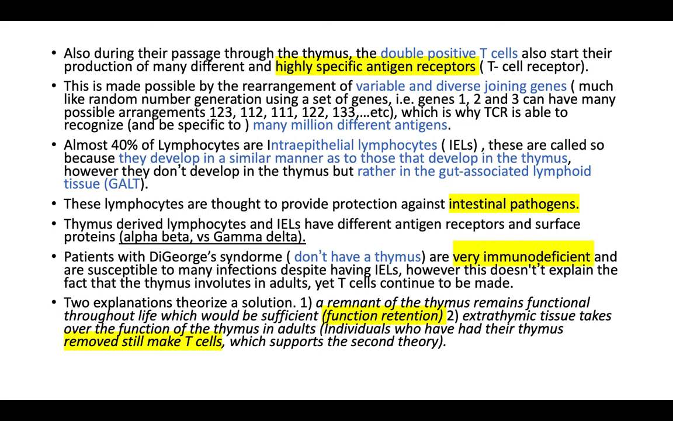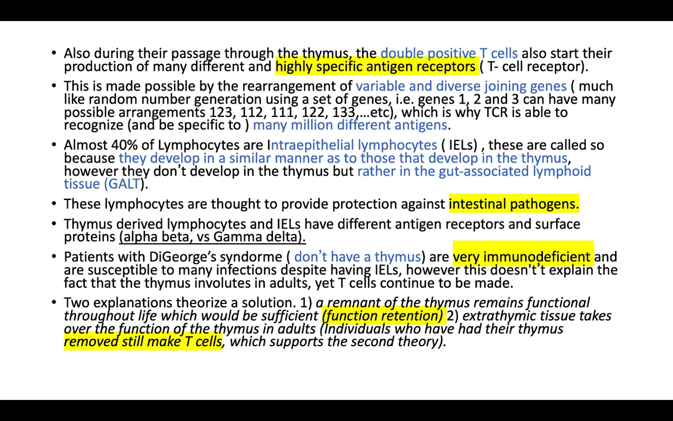If you have 20, 30, 50, 4, how many different combinations can you have? You will have millions of different combinations. Each combination can be specific to an antigen. That's the basic idea. What are antibodies and what are T cell receptors? We'll go into more detail when we talk about them, but that's the basic idea.